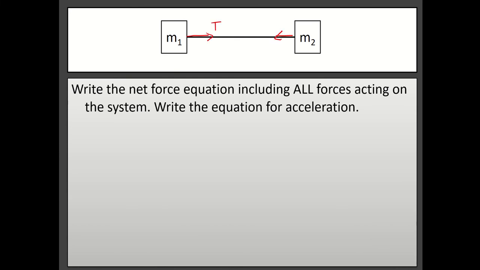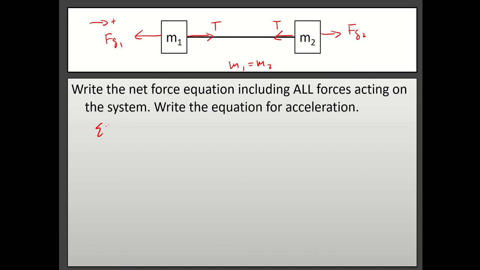Tension, tension, force of gravity, force of gravity. Now notice that these two tensions are the same, right? So keep that in mind when you write your net force equation. Let's pick one direction to be positive. It doesn't matter which way. Let's say positive is that way, so anything to the right is going to be positive, and anything pointing to the left is going to be negative.